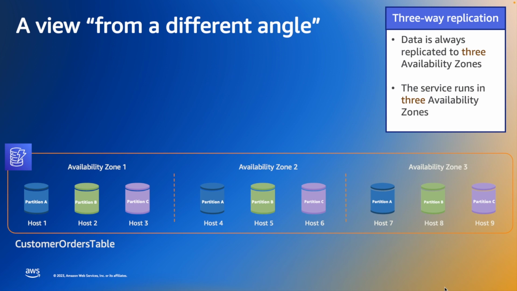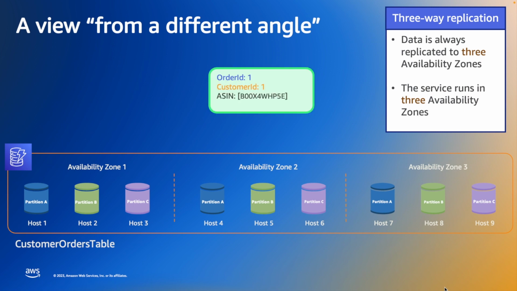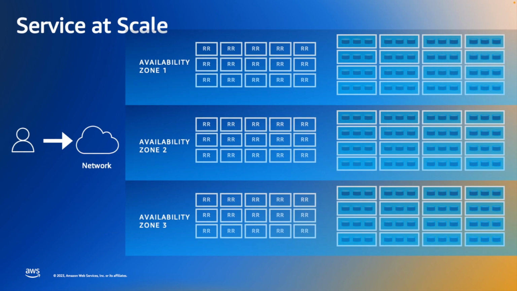As we mentioned, DynamoDB data is replicated across 3 Availability Zones. So let's take order ID 1. We're going to hash that, and it's going to fall on partition B in AZ2. In DynamoDB, we replicate data to 3 different AZs. So we're sending it to partition B in AZ2, and it's also replicating to the same partition, different copies, in AZ1 and AZ3. So here we have 3 copies of your data.